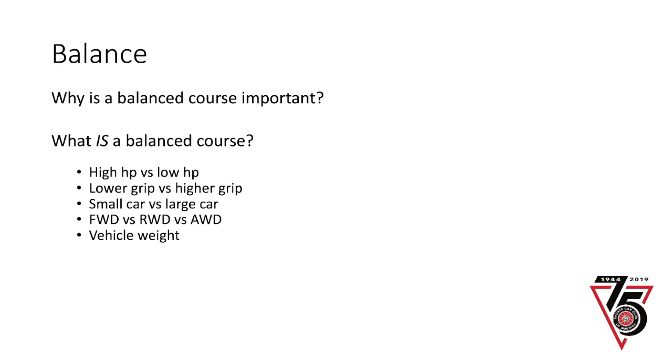In trying to think of what makes for a balanced course, it is helpful to first think about the different factors that influence vehicle performance. You can slice vehicle performance in 1,000 different ways, but I think there are 5 main factors: the level of power, the level of grip, the size of the vehicle, the drivetrain layout, that is, front-wheel drive, rear-wheel drive, or all-wheel drive, and the vehicle's weight. Every car has some combination of these 5 attributes, and these attributes describe how the car might behave on course and affect what type of course it might like.